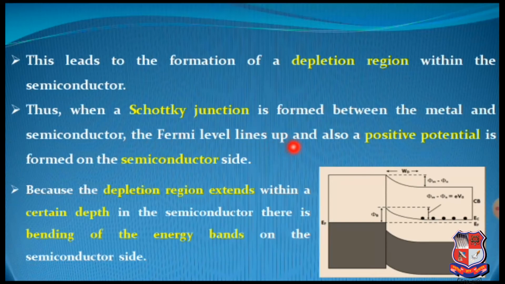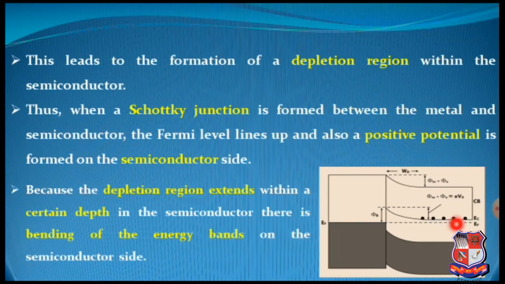The Fermi level lines up and also a positive potential is formed on the semiconductor side. This W_D represents the depletion width over which the transfer of holes and electrons has been carried out. Because the depletion region extends within a certain depth in the semiconductor only, there is bending of energy bands on the semiconductor side, not on the metal side.